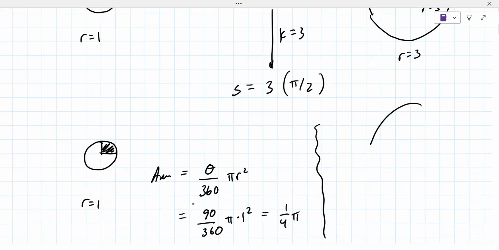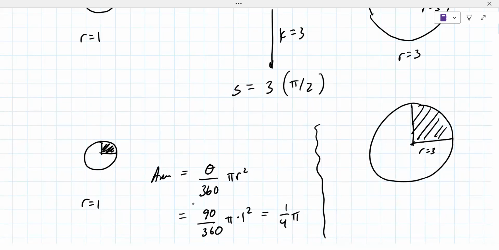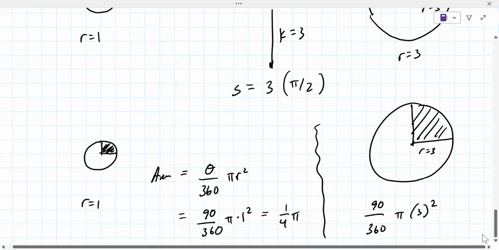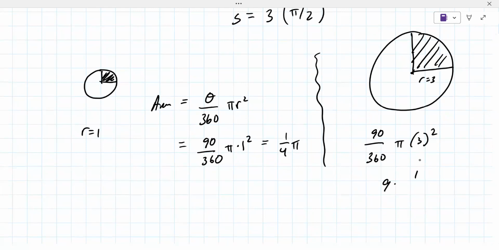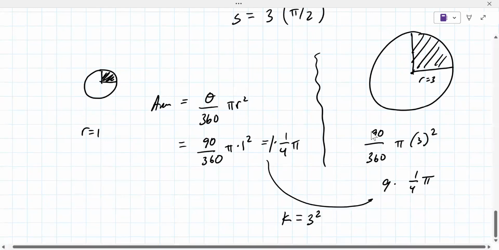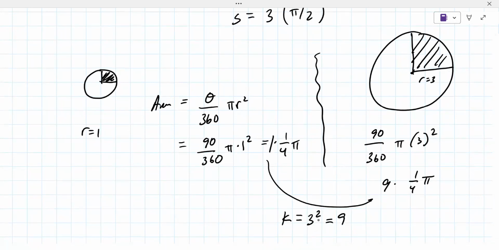Then we'll do the same thing over here with the bigger one, where the radius is equal to 3. So it's 90 out of 360 times pi times 3 squared. This one ends up being 9 times 1/4 pi. So again, you can see that you went from 1 to 9. K is equal to 3, so 3 squared, because 1 to 3 is 3, and 3 squared is 9. Got it.